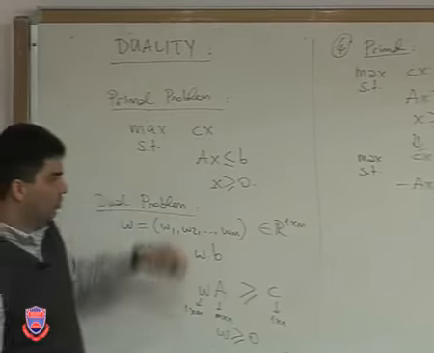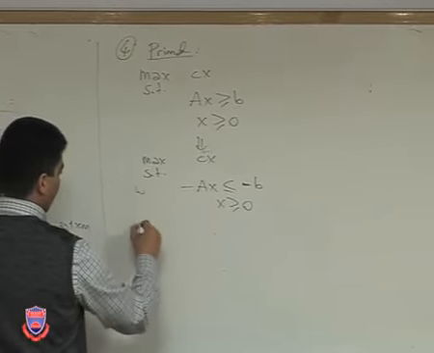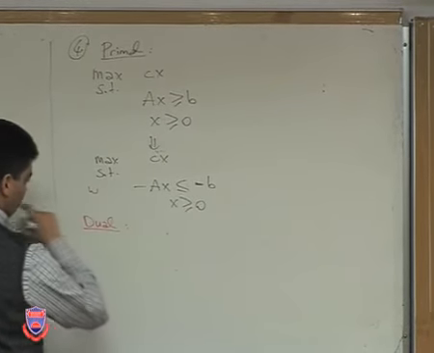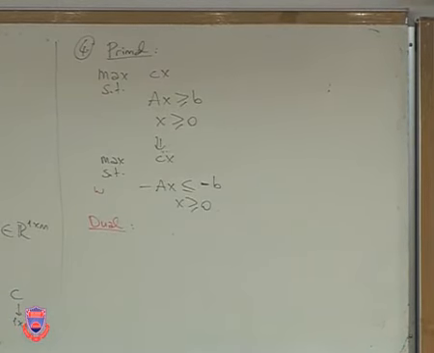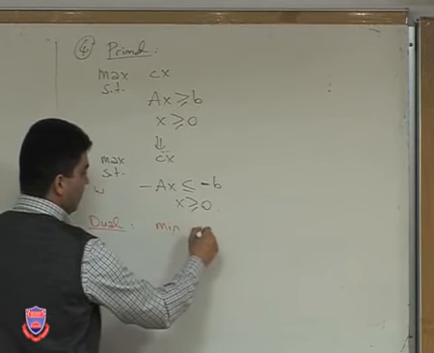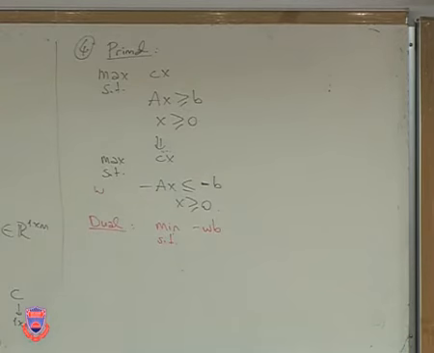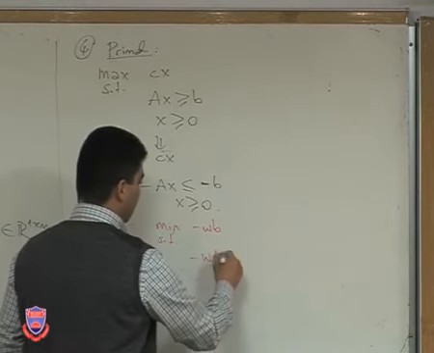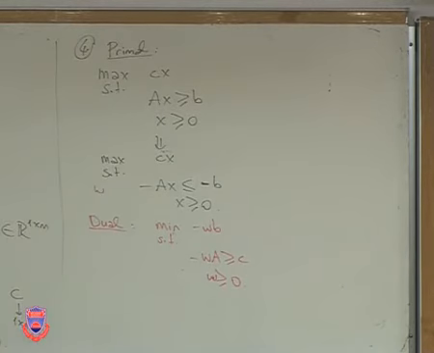Okay? And I can compute the dual problem. So what's the objective function of the dual problem? It's going to be minimize minus Wb subject to, what are the constraints? Minus WA is greater than or equal to C, basically, right? So minus WA is greater than or equal to C, and W is non-negative. Okay?